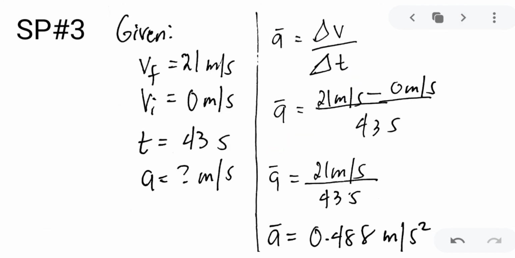And then for sample problem number 3, I have here the final velocity of 21 meters per second, initial velocity of 0, time is 43 seconds, and then acceleration that must be in meters per second squared.